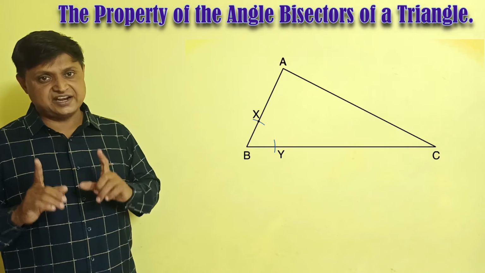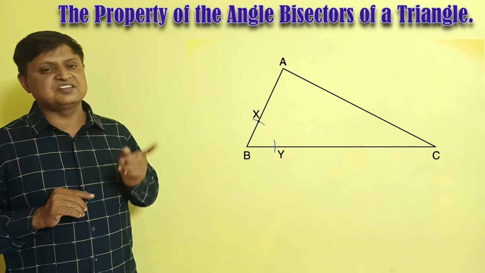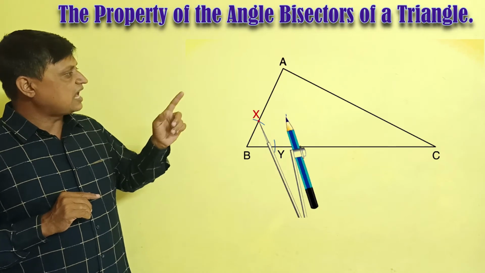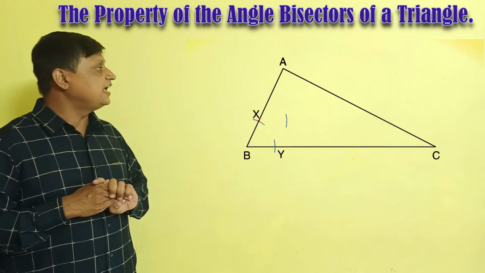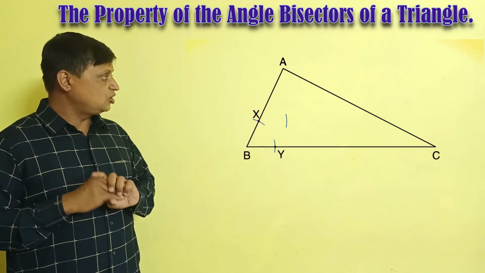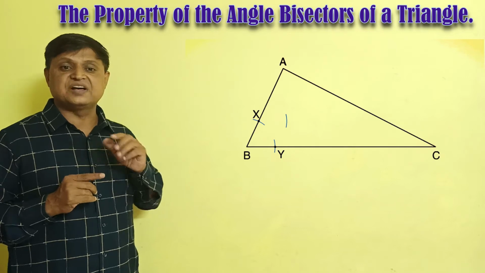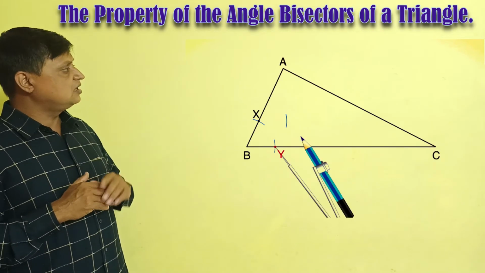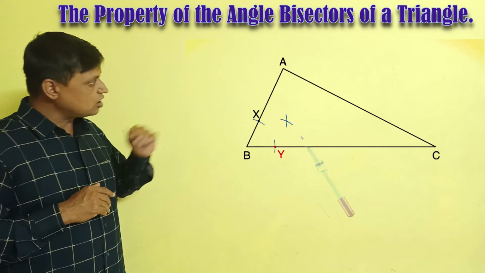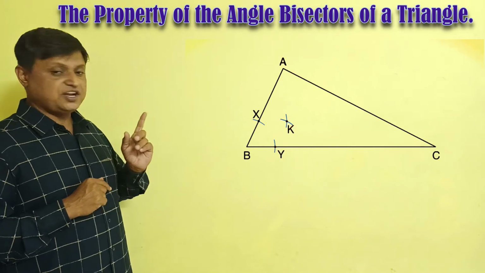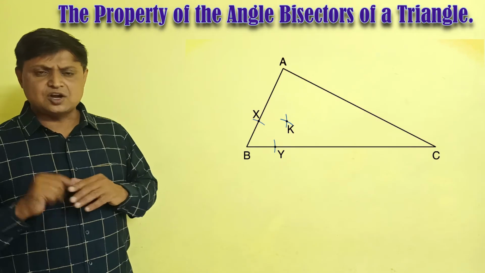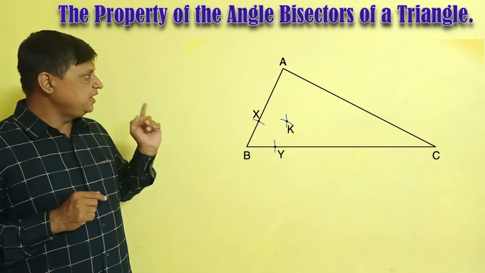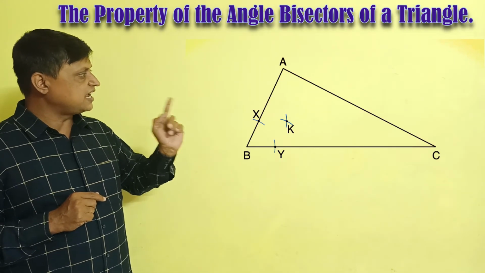Then, without changing the radius, place the tip of the compass on point X and draw one arc in the interior of triangle ABC. Don't change the radius, place the tip of the compass on point Y and draw another arc which intersects the first arc. Here we got one point, label it point K, and draw a ray which starts from point B and passes through point K.